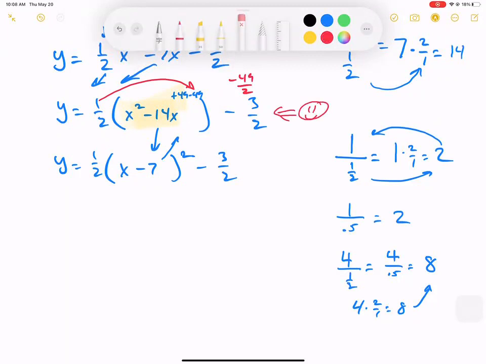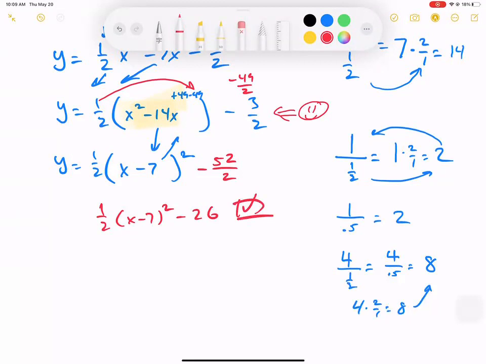I made a mistake here. I shouldn't have copied that. I'm sorry. I messed up. But we have the 49 over 2 and the 3 over 2. See how the fractions are already set up good to go? That makes our life even easier. This is negative 49 minus 3 is negative 52 over 2. And we can actually simplify that. 52 over 2 is 26. So 1/2 x minus 7 squared minus 26. And that's our vertex form.